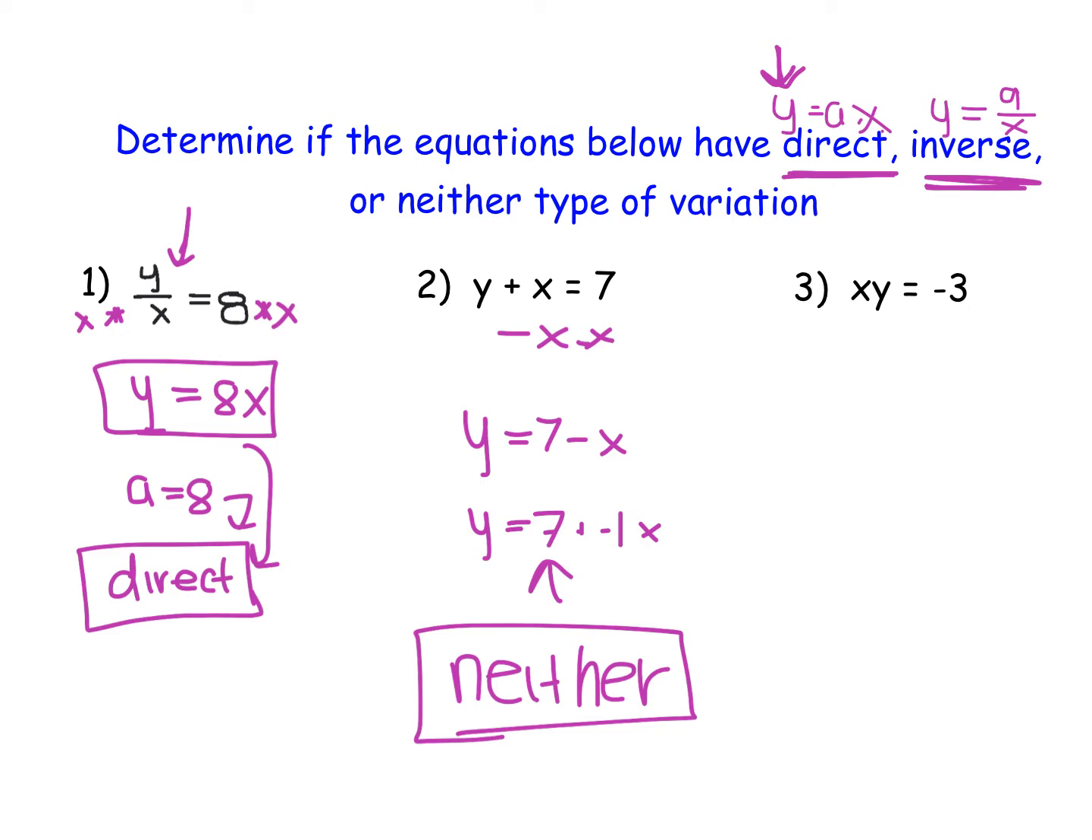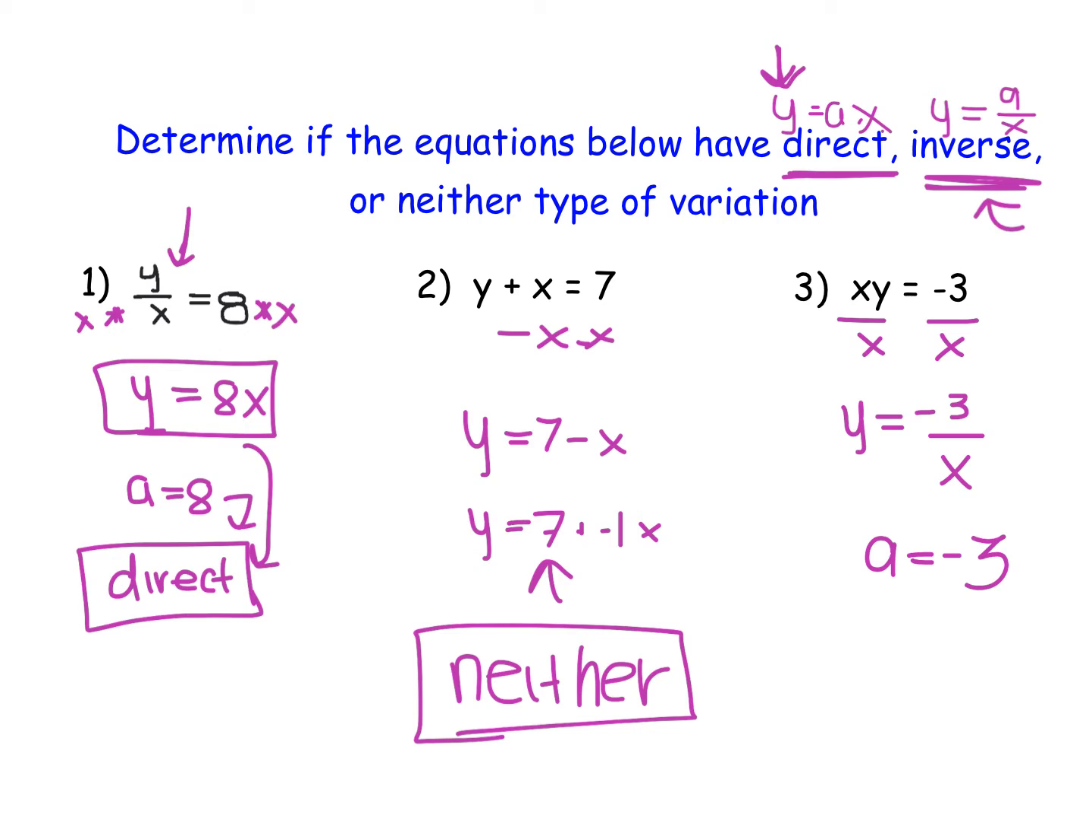Then from here, if we look at example 3, again, our goal is to get the y value by itself to help us classify direct, inverse, or neither. So I notice that I'm multiplying y by x, so I'm going to divide both sides by x. So I end up with y equals negative 3 over x. Well, I notice that this looks just like the inverse variation equation if I were to set a equal to negative 3. So here we have an a value equal to negative 3.